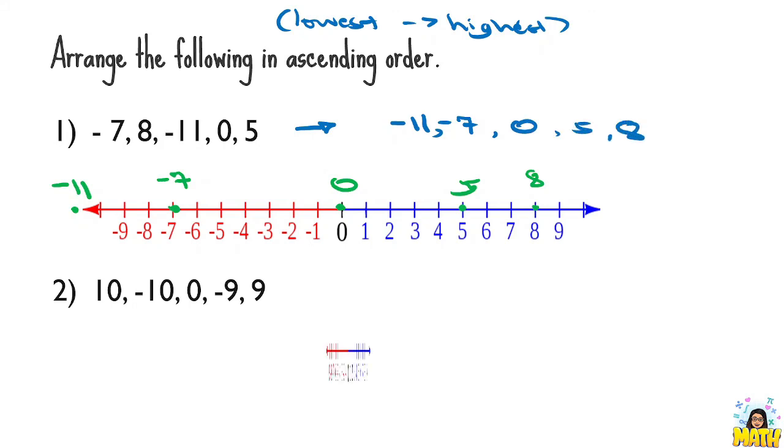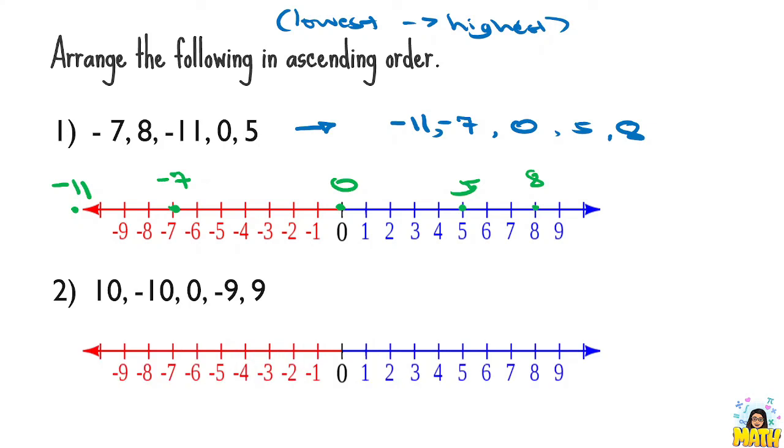Okay? For number 2, let's plot +10, -10, 0, -9, while +9 is here. In short, the arrangement of these integers in ascending or lowest to highest order is -10, -9, 0, 9, and +10. Okay? So here, I hope na naintindihan kung paano i-arrange ang values ng mga integers from lowest to highest value.